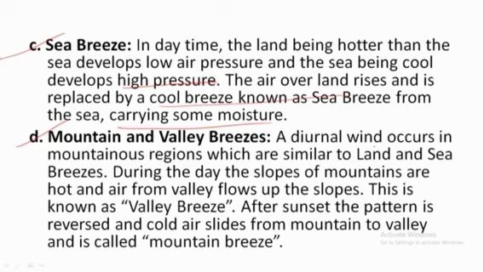A diurnal wind occurs in mountainous regions which is similar to land and sea breezes. During the day, the slopes of mountains are hot and air from the valley flows up the slopes. This is known as valley breeze. After sunset, the pattern is reversed and cold air slides from mountain to valley and is called mountain breeze.